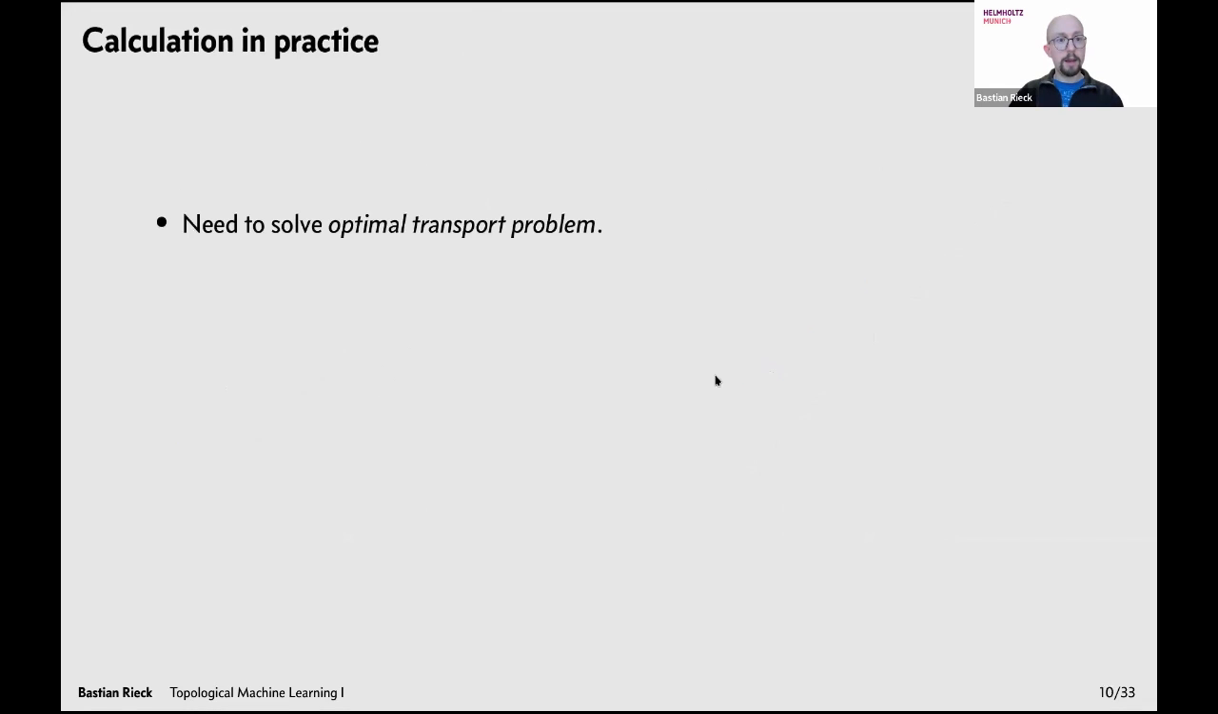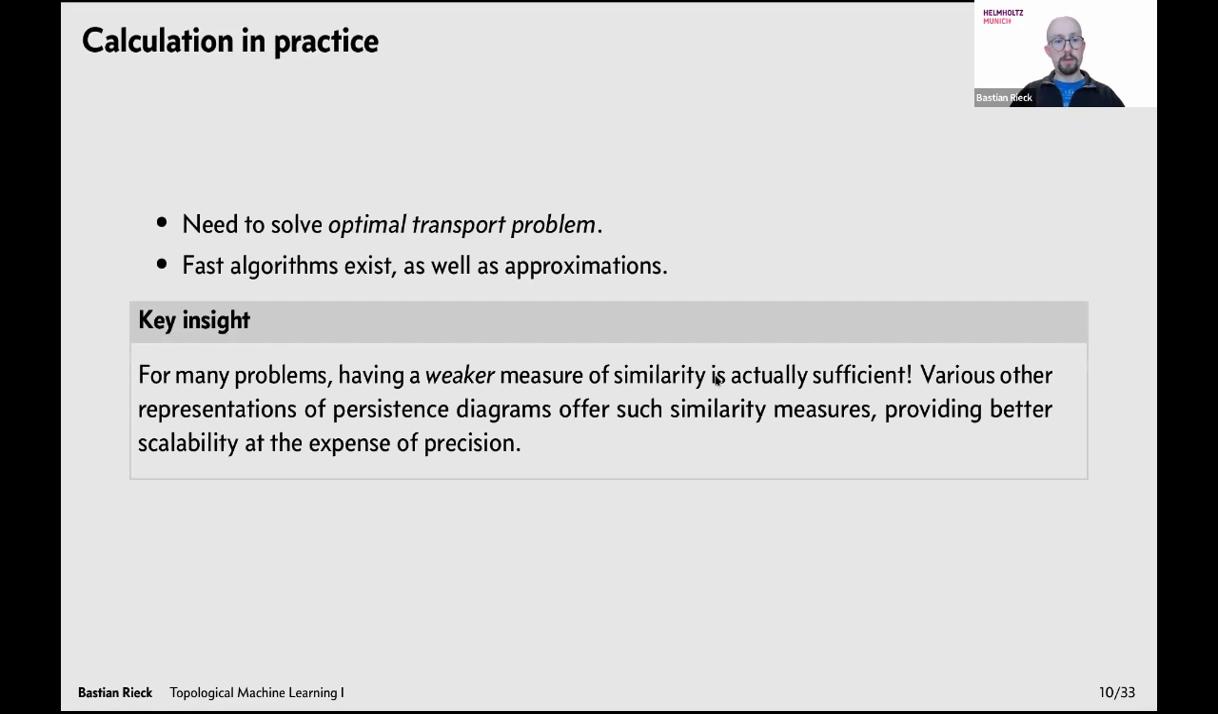Now, in practice, we can do this, right? We need to solve some optimal transport problem. There are fast algorithms for this purpose, although of course it's still not the fastest that you can do. It's not linear, for instance, and there are approximations, for instance, by my colleague Dimitri Morozov and others, of course. So we can approximate those distances, but in general, the scalability might not be too good.